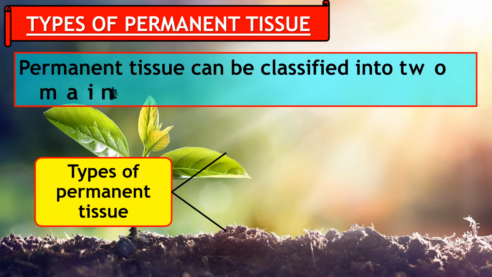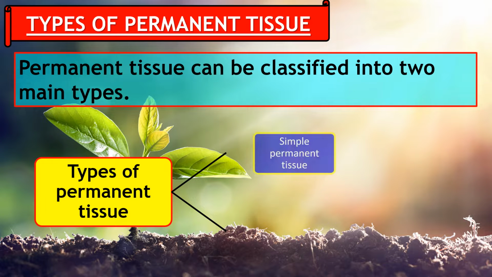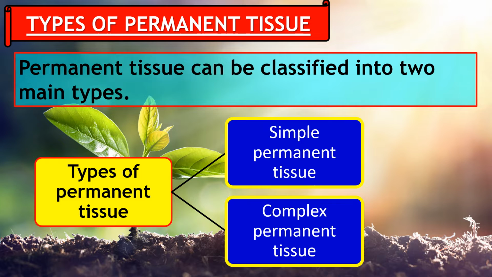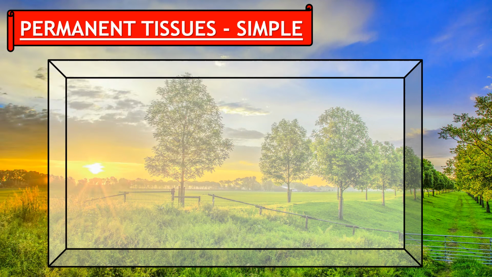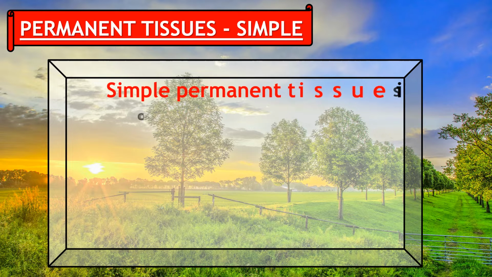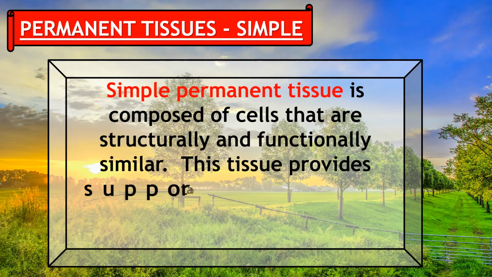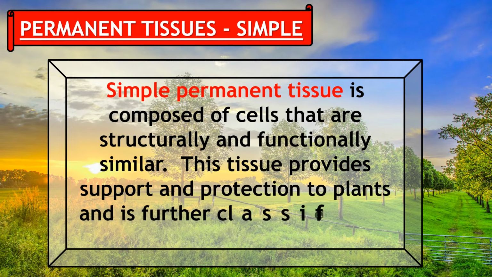Permanent tissue can be classified into two main types: simple permanent tissue and complex permanent tissue. Simple permanent tissue is composed of cells that are structurally and functionally similar. This tissue provides support and protection to plants.